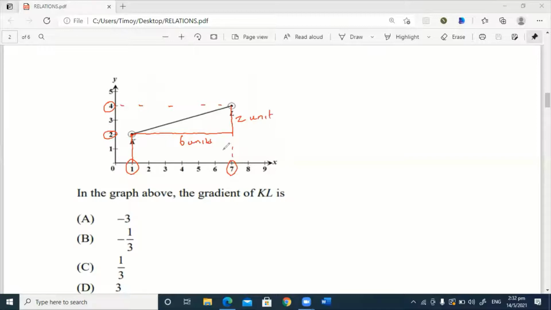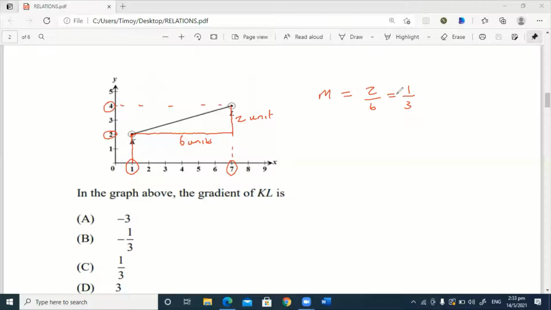So we are saying that the gradient is the change in y over the change in x. So the change in y is 2 and the change in x is 6. So the gradient, which is m, is going to equal 2 over 6. And 2 over 6 can be reduced to a smaller fraction, which is just 1 over 3.